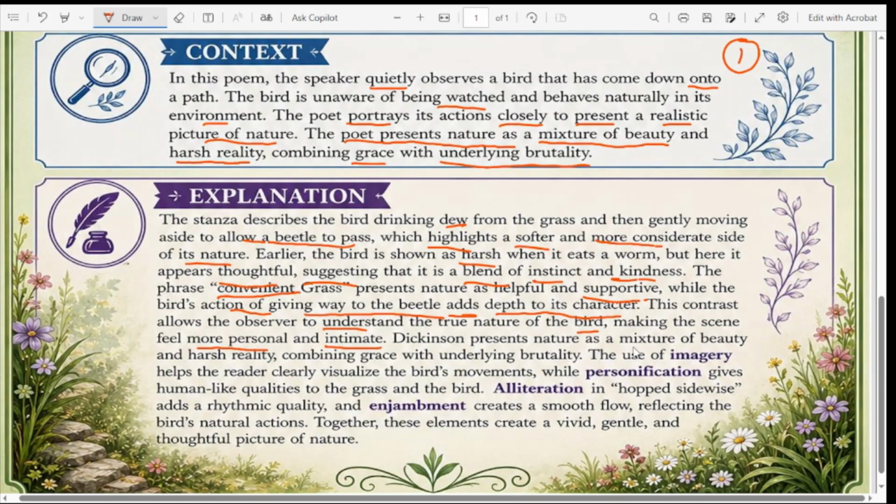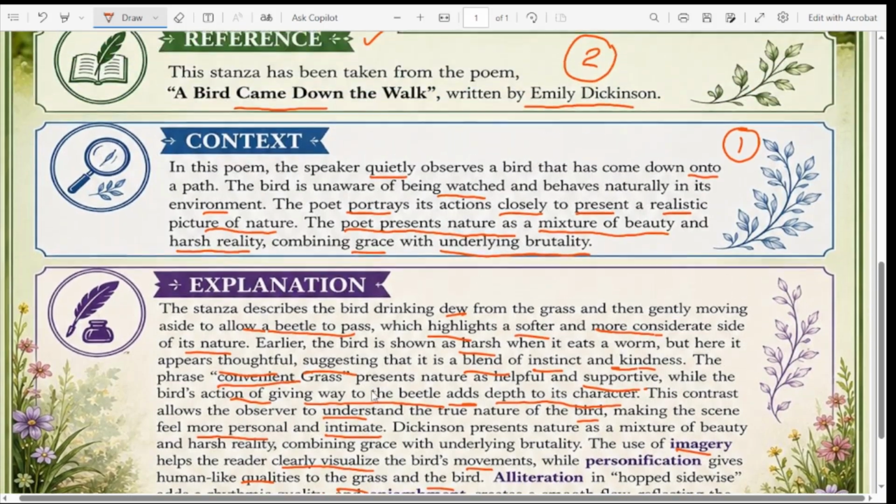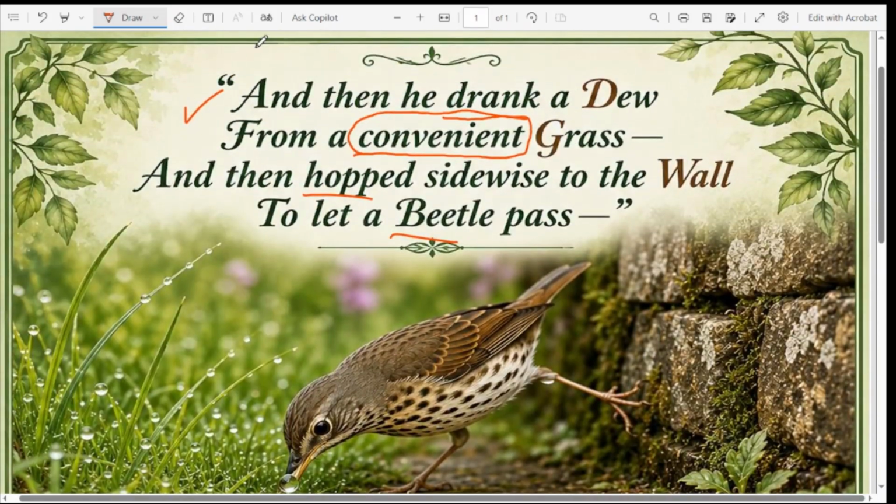Dickinson presents nature as a mixture of beauty and harsh reality, combining grace with underlying brutality. You can also use the answer of the question in the explanation. The use of imagery helps the reader clearly visualize the bird's movement, and personification gives human-like qualities to the grass and the bird. Alliteration in hopped sidewise adds a rhythmic quality, and enjambment creates a smooth flow. Enjambment means a sentence continues without a pause, the writer stops a line and goes on to the next one. See, this is enjambment: and hopped sidewise to the wall to let the beetle pass. This is enjambment.